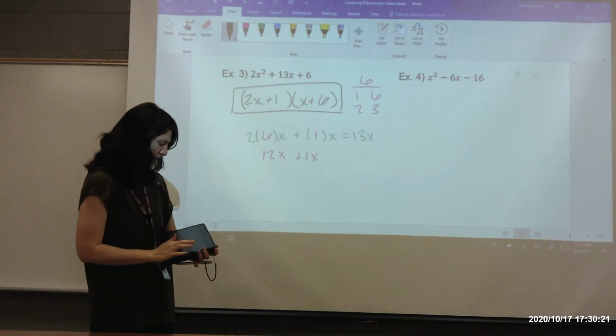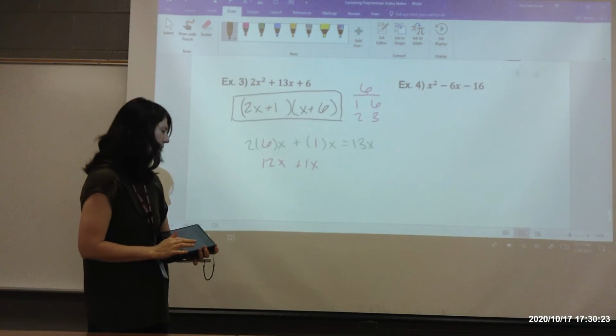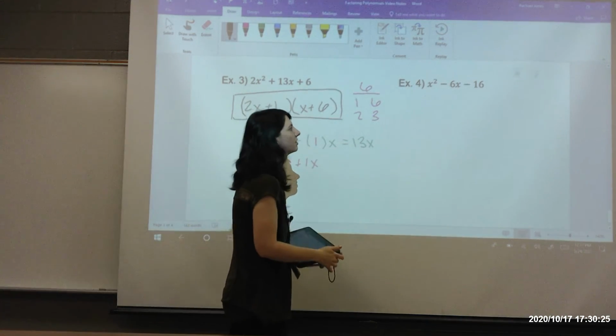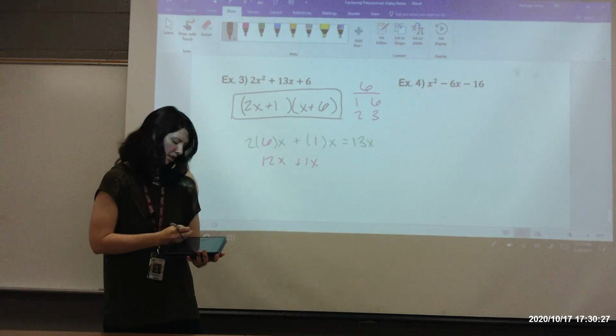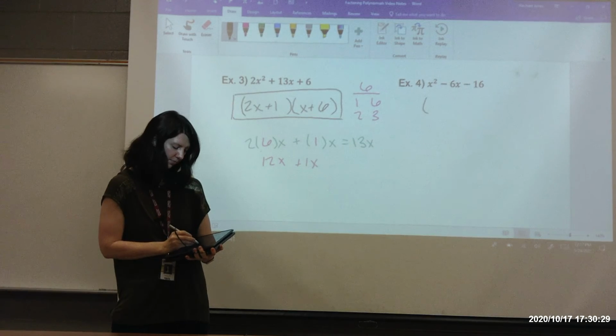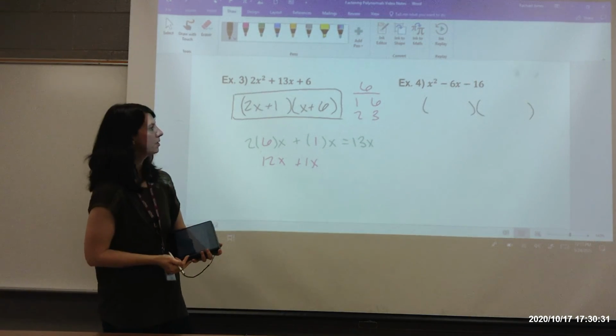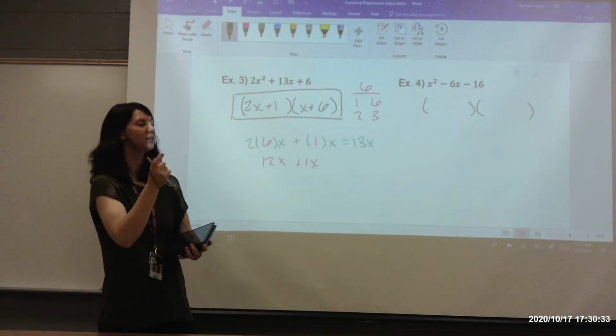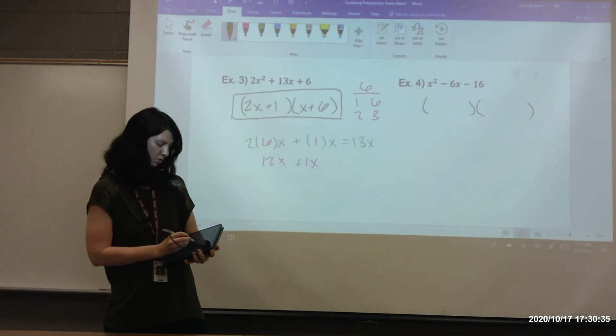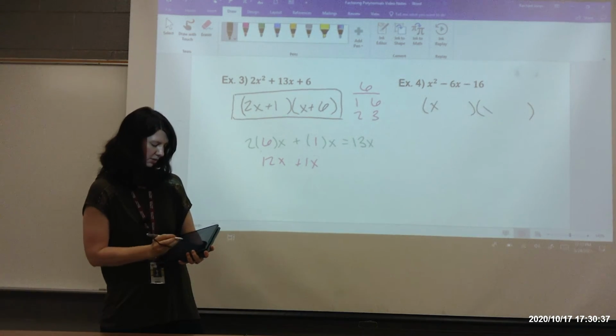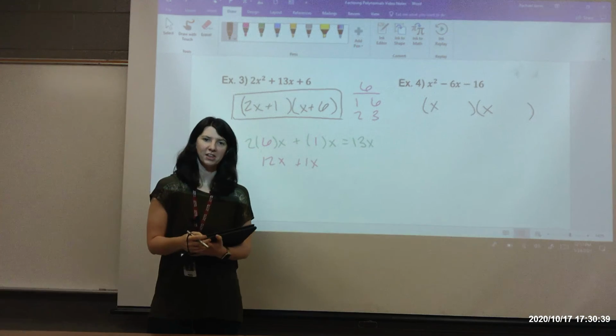All right, let's try one more. So example 4, x squared minus 6x minus 16. Let me help you start your template here. Start your template with your parentheses and split up your first term. So x squared is x times x. And take a minute and see if you can get a final answer.